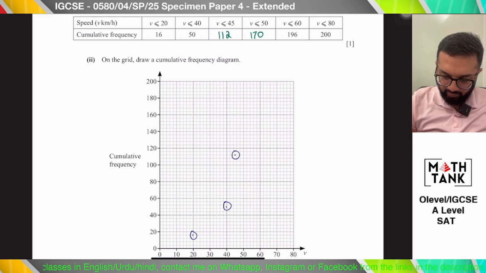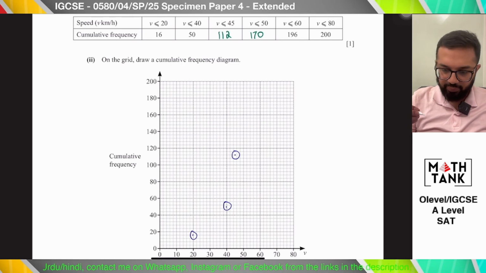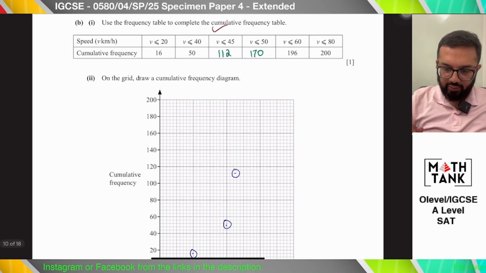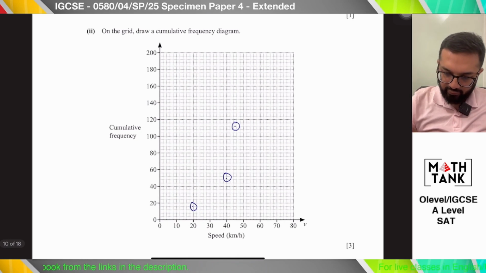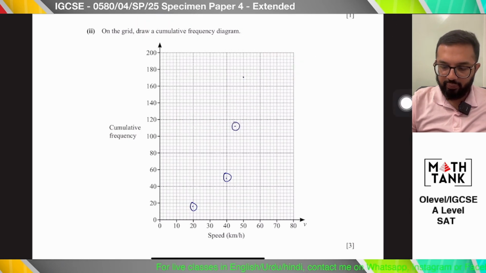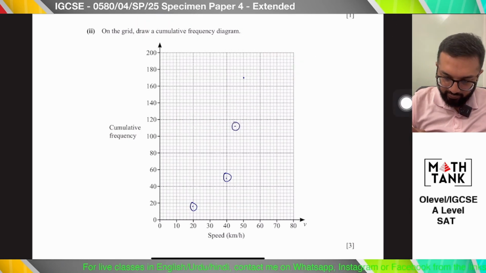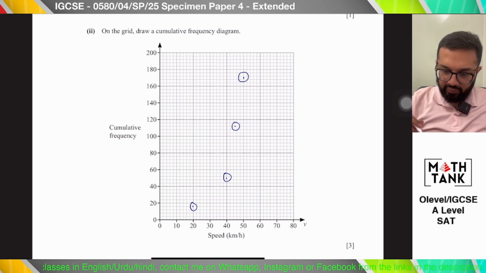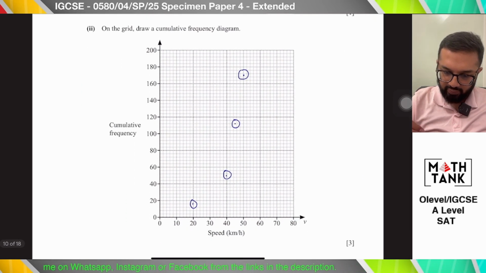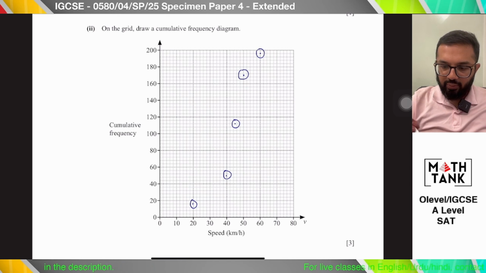112 should be around this point. Yeah, it's pretty steep. Okay, then 50 and 170. And then 60 and 196, and then 70 and 196. And then 80 and 200.